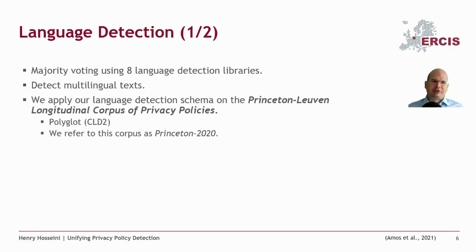In order to compare this approach with an approach where only a single language detection library was used, we apply our language detection scheme on the Princeton-Leuven longitudinal corpus of privacy policies. And for this corpus, the CLD2 library was used, which is already a very good language detection library. And since we will make use of this corpus as a means to compare our approach with other approaches, we refer to this corpus as the Princeton 2020 from now on.